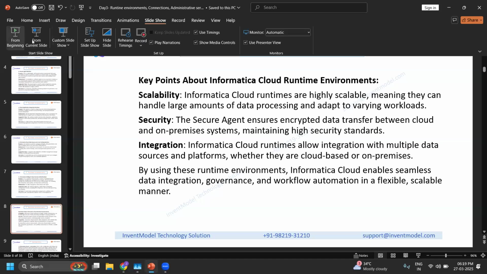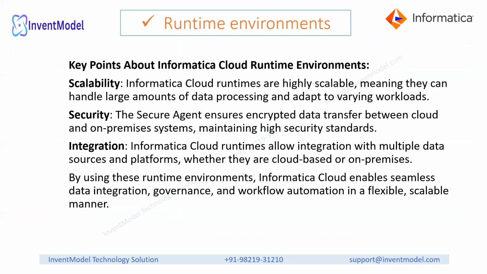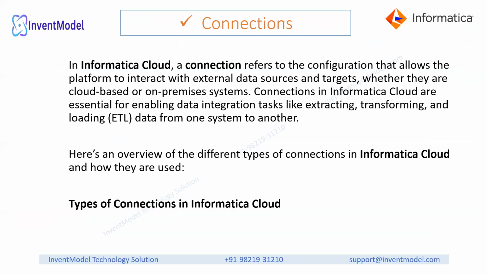Let me move to the next slide. In Informatica Cloud, now we are talking about connections, which is the second agenda for today. In Informatica Cloud, a connection refers to the configuration that allows the platform to interact with external data sources. That means it will help us connect with different sources, like SAP, CRM, database, flat file, and so on. So how do we connect with those different sources? To connect with all the sources, we need to create the respective connections.